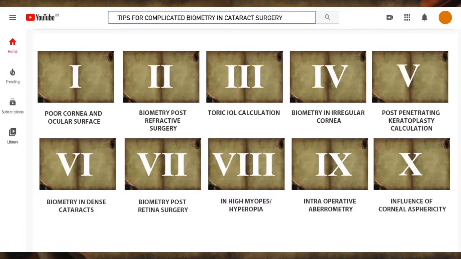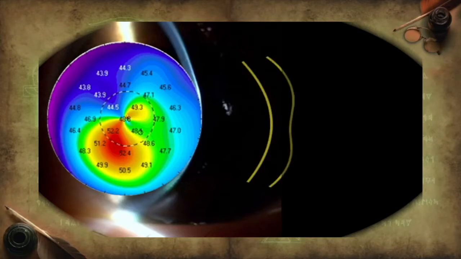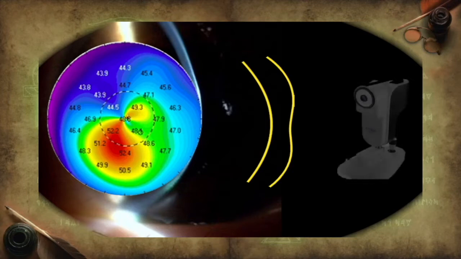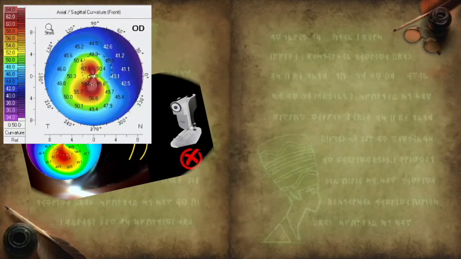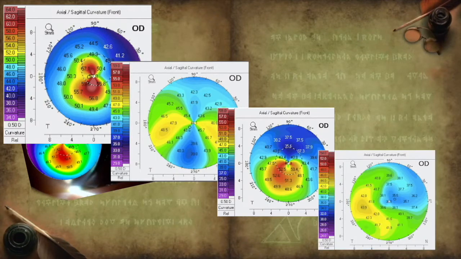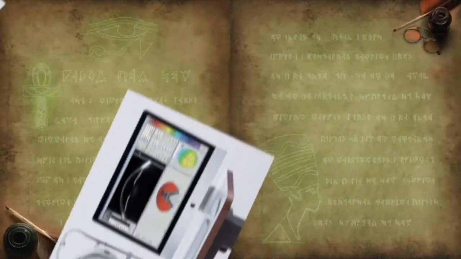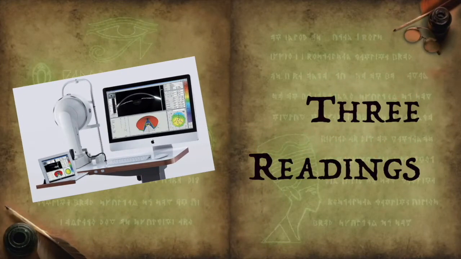The next scenario is of irregular cornea. In an irregular cornea, the anterior to posterior corneal curvature ratio is altered, and therefore the effective corneal power cannot be predicted. One must identify keratoconus, pellucid marginal degeneration, post-LASIK ectasia, and decentered ablation, for which a good knowledge of topography is a must. At least 3 readings must be taken to ensure repeatability.